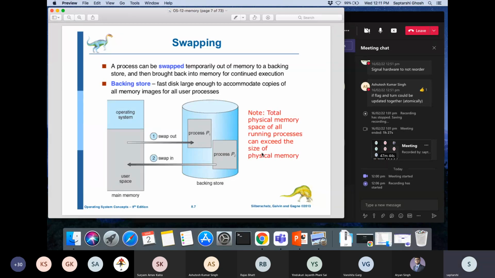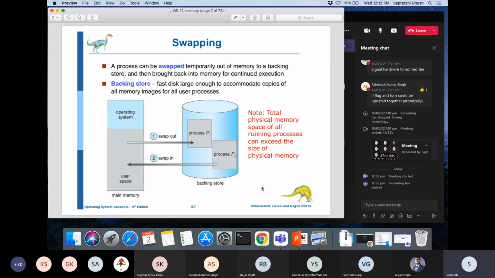Also, this means one important point, which again, keep this in mind. That means that the total physical memory space of all the running processes can actually exceed the size of the physical memory. Right? So let's say you have 4 GB RAM, but it might be that all the processes that are currently running, again, take that word running with a pinch of salt. They are not actually running simultaneously because at one point of time, only one process can run. But all the processes which are in the system currently, it may be that the total memory of all those processes together actually exceeds your RAM size.